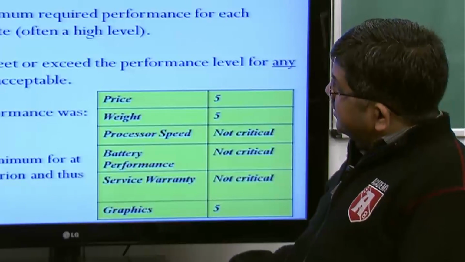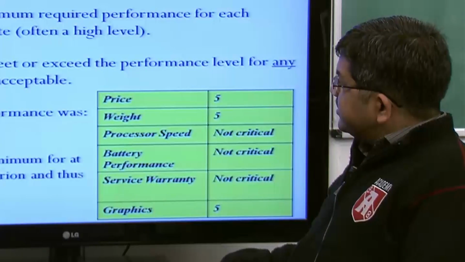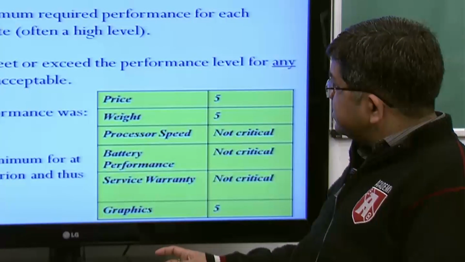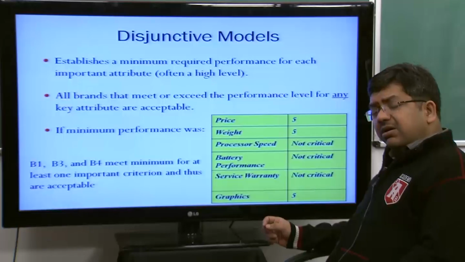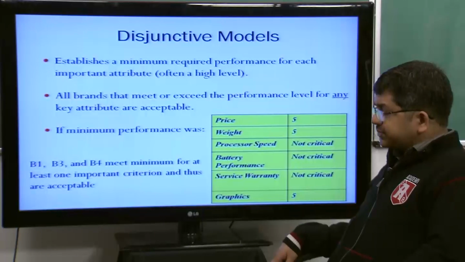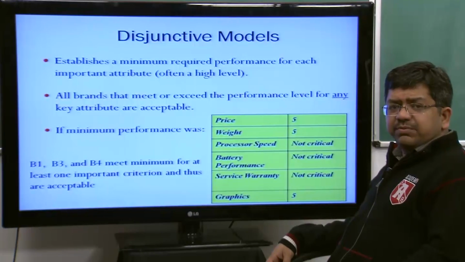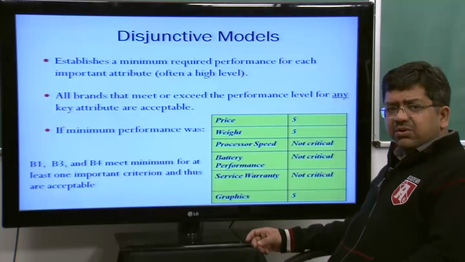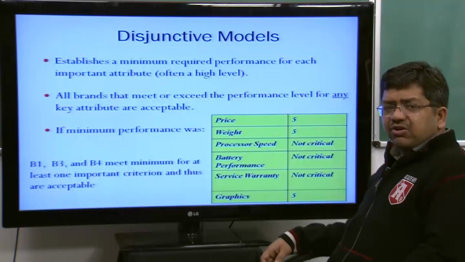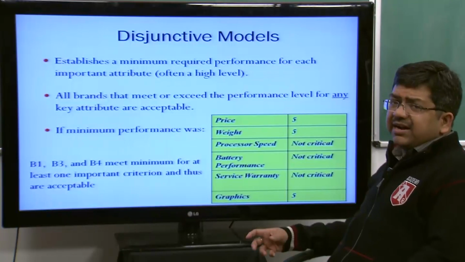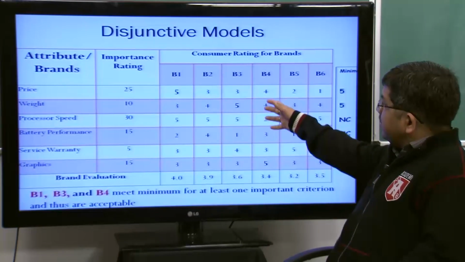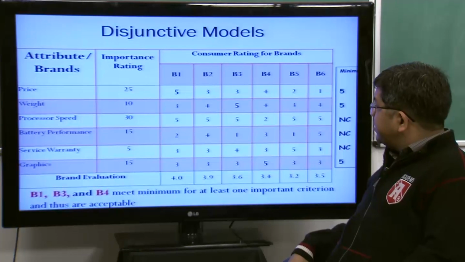The second non-compensatory model is the disjunctive rule. In this disjunctive rule, the consumer, instead of using all the attributes which were given and which could be important, just chooses a very few, a couple of them, and sets a minimum cutoff value corresponding to those critical attributes, and then evaluates the brands which perform above those cutoff values.